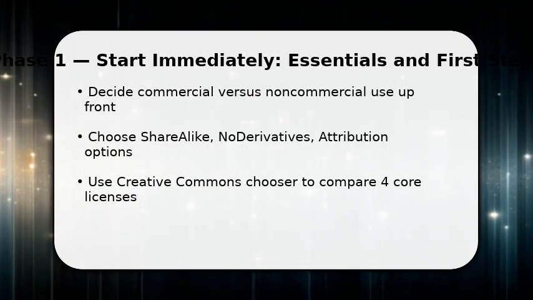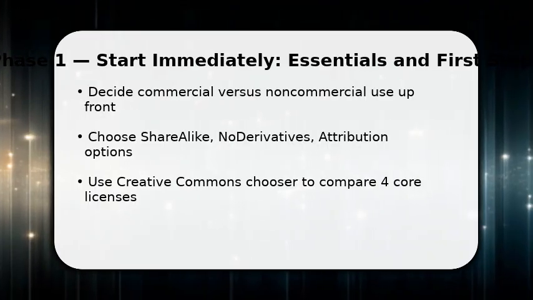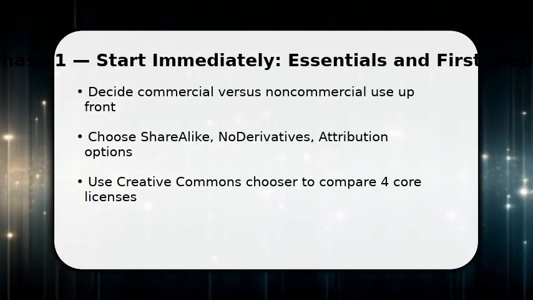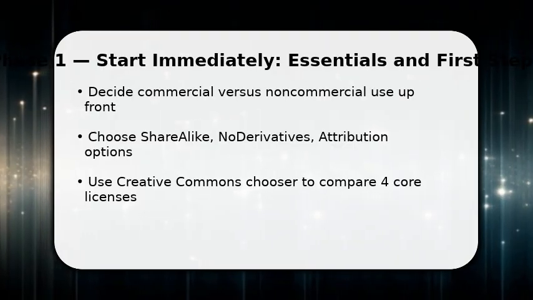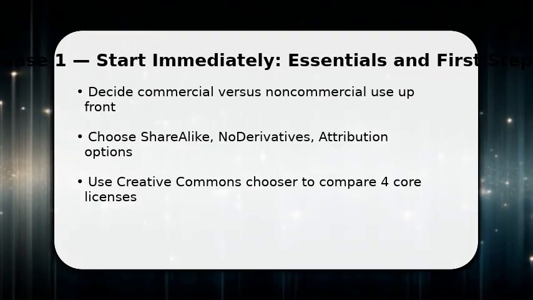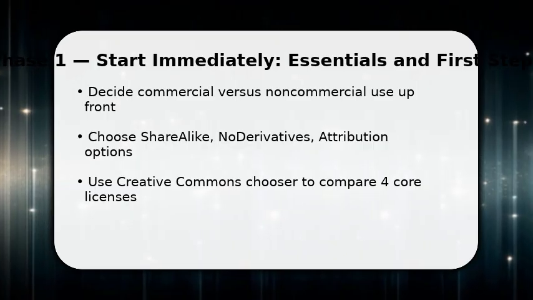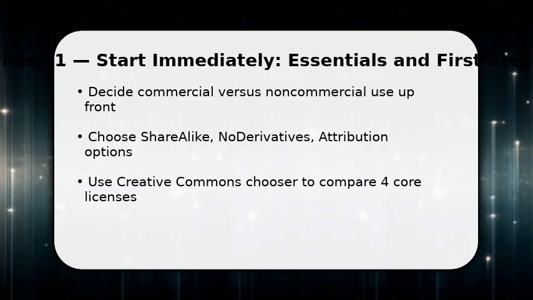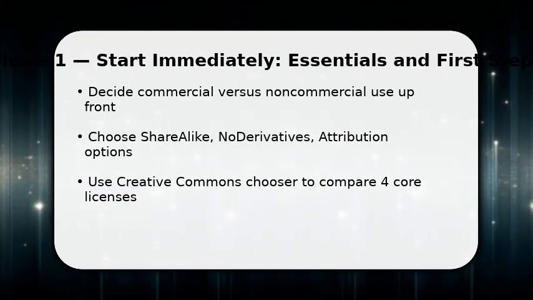Most reuse requires credit. Make sure to use the Creative Commons license chooser to compare share-alike, no derivatives, and non-commercial quickly. Then mark your file with a short license notice and a machine-readable tag so platforms can detect it automatically.